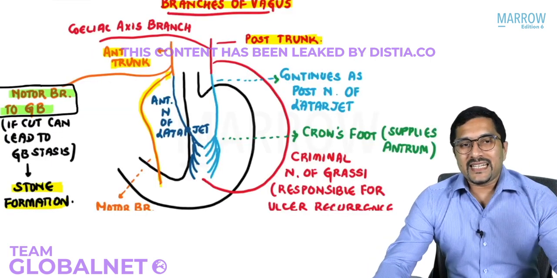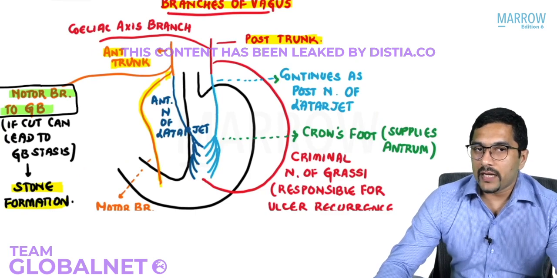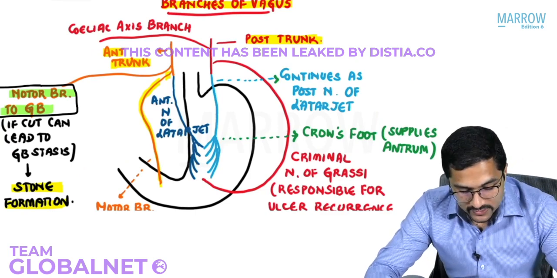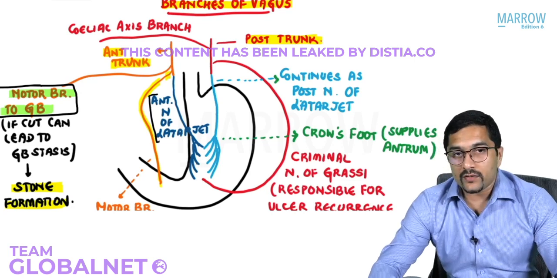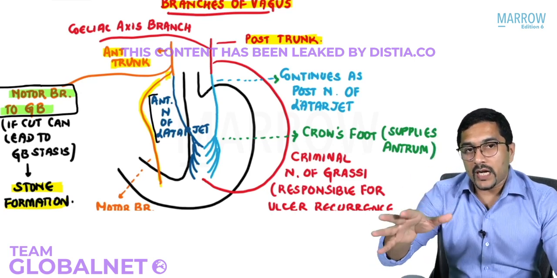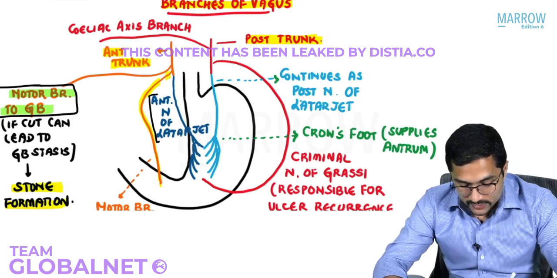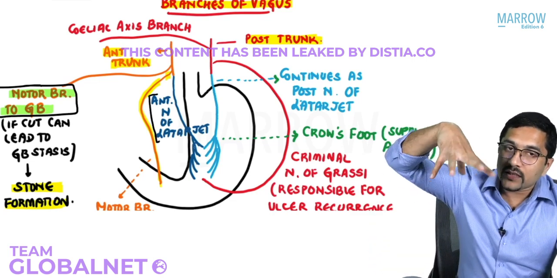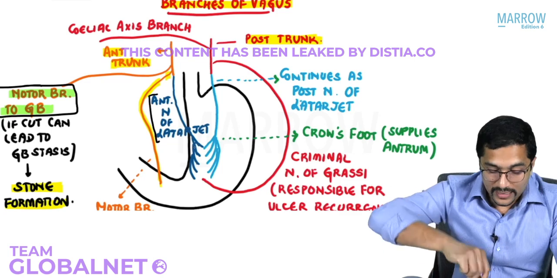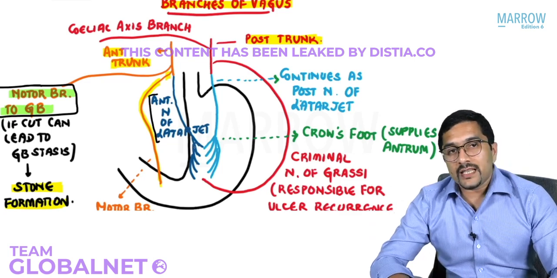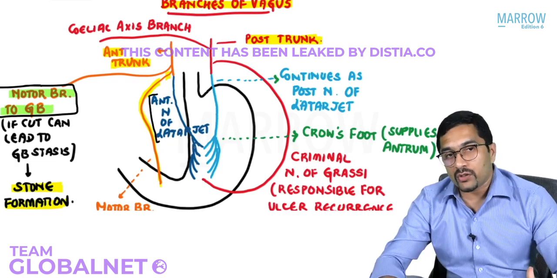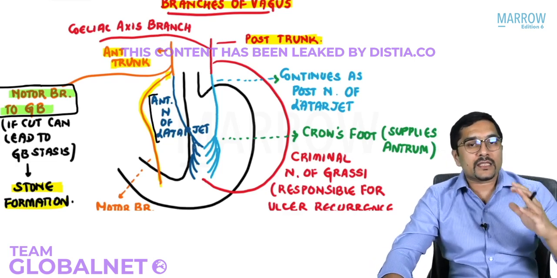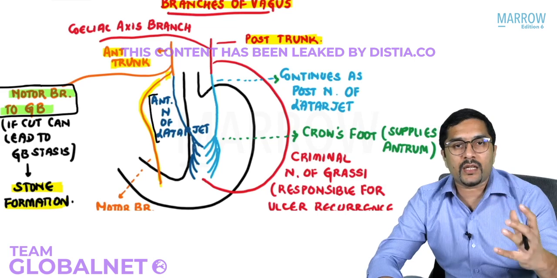Once the anterior trunk has given off this branch to the pylorus, it continues down as the anterior nerve of Latarjet, and it branches out into the crow's foot. This is the crow's foot. These branches look like the crow's foot, and they supply the antrum, which is the acid producing area of the stomach. You've read that antrum is the acid producing area, and vagal stimulation is one of the major stimuli for acid production.